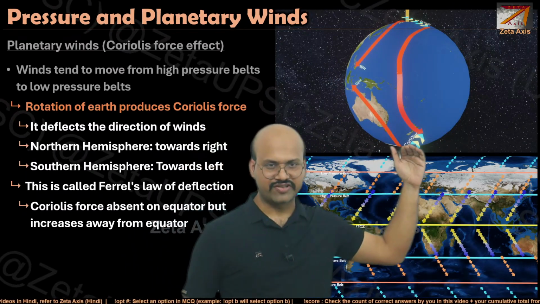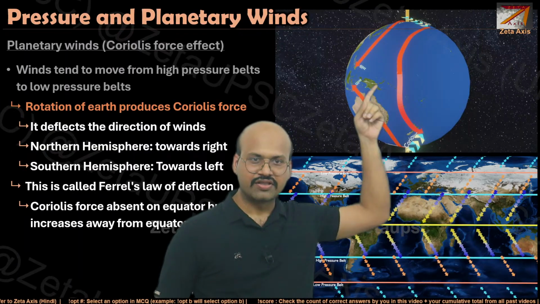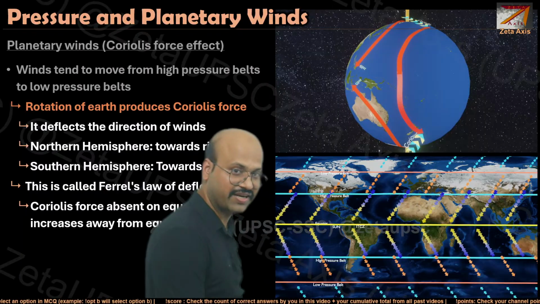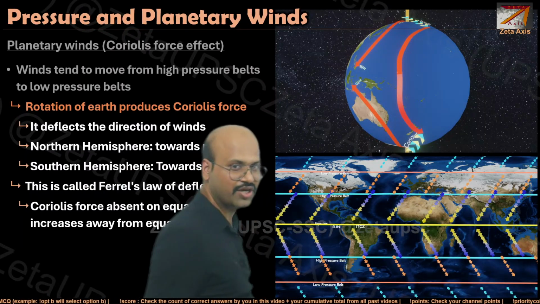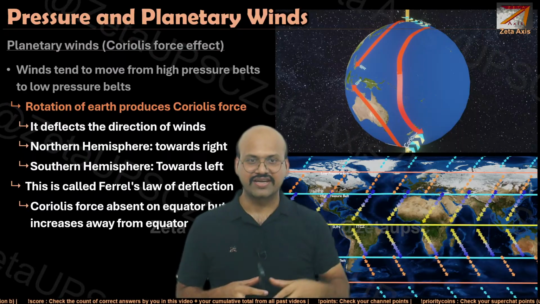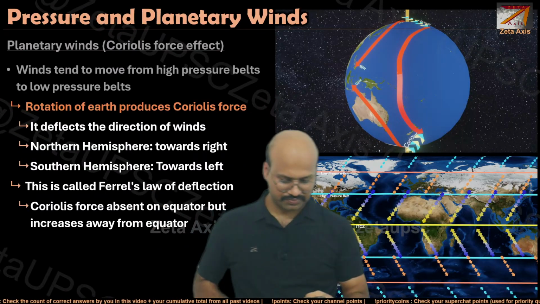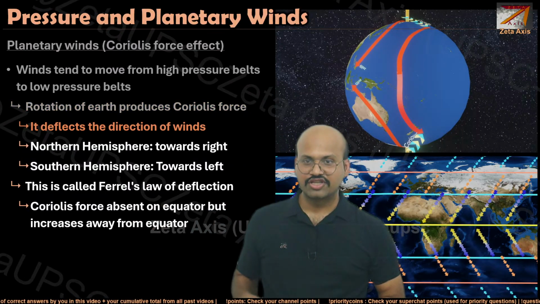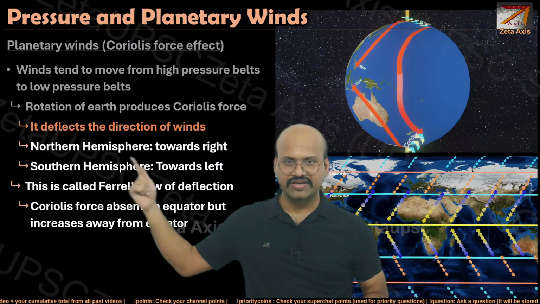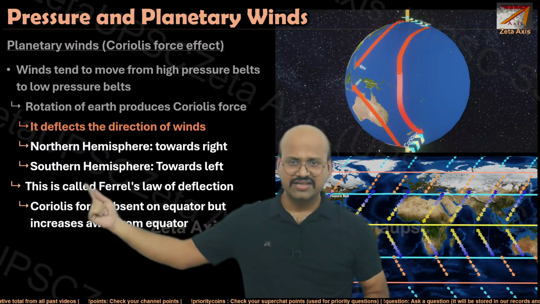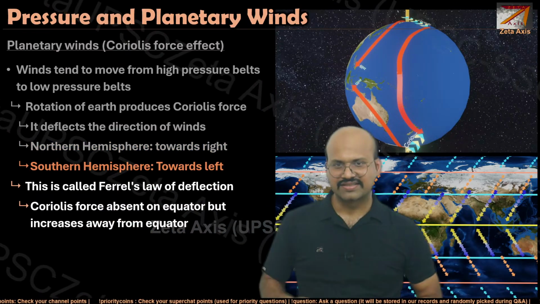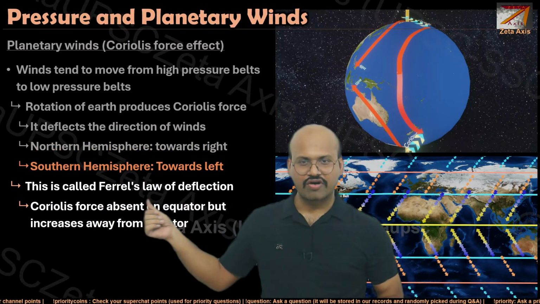And in the southern hemisphere, if you will see, the wind which is moving from the equator towards the pole is getting deflected to the left side. Remember, you have to face in the direction of the wind. And again over here, it is getting deflected to the left side. So the Coriolis force deflects the winds. In the northern hemisphere, it is deflected towards the right, and in the southern hemisphere, it is deflected towards the left. And this is called Ferrel's law of deflection.